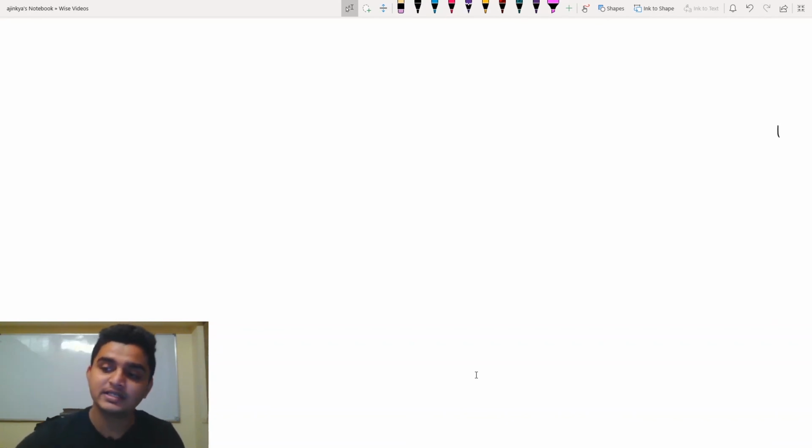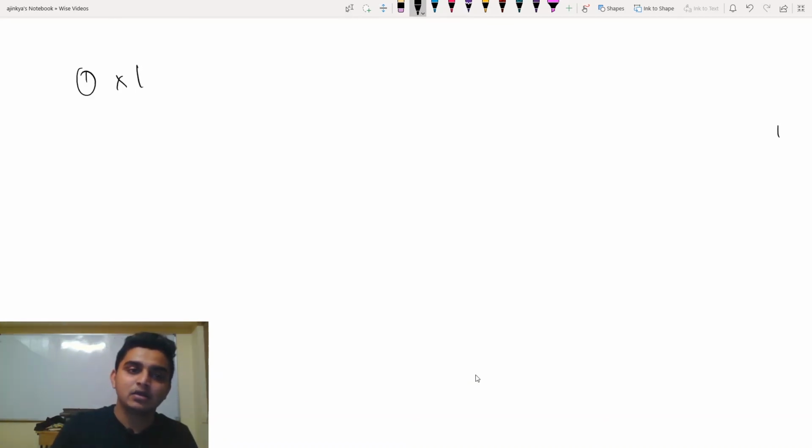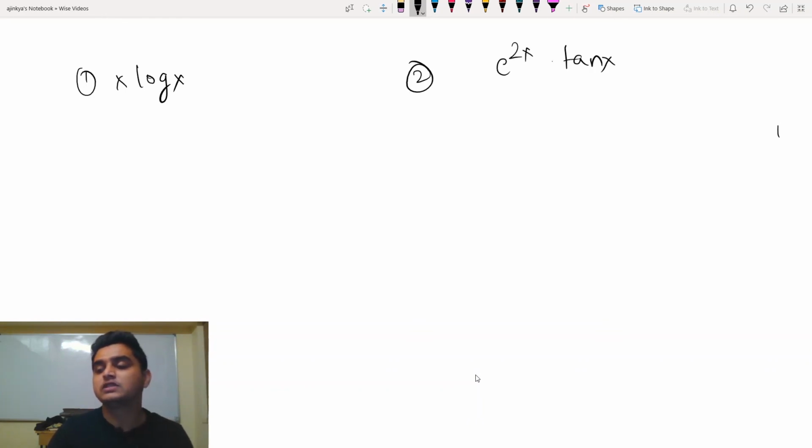So we'll take a few examples in the next few moments. The first example is x log of x, and the second example is e raised to 2x tan of x. Obviously these are solved examples, I'm just going through them to get a grip of it, and since they are solved, if you are not getting my way of teaching, you can refer to your solved examples.